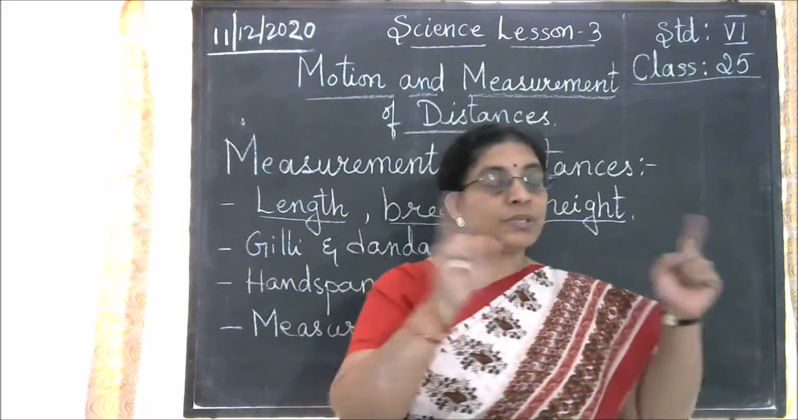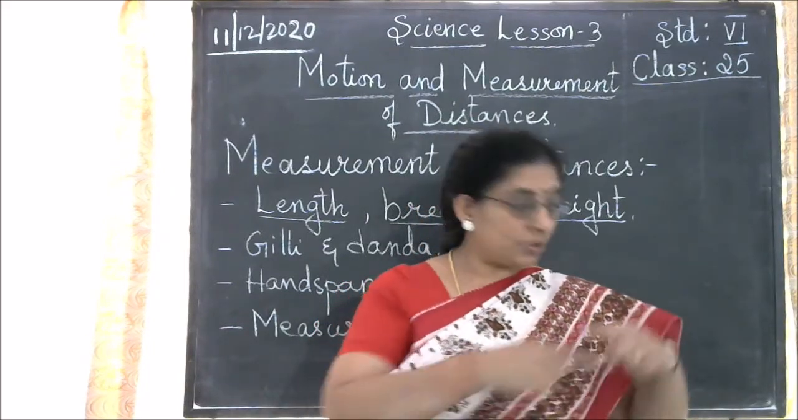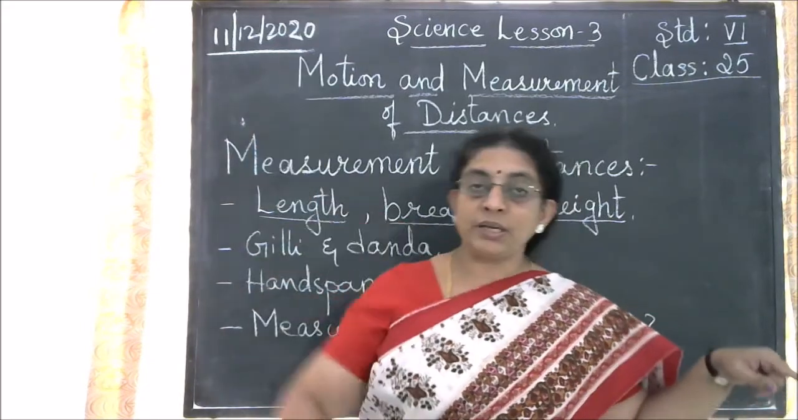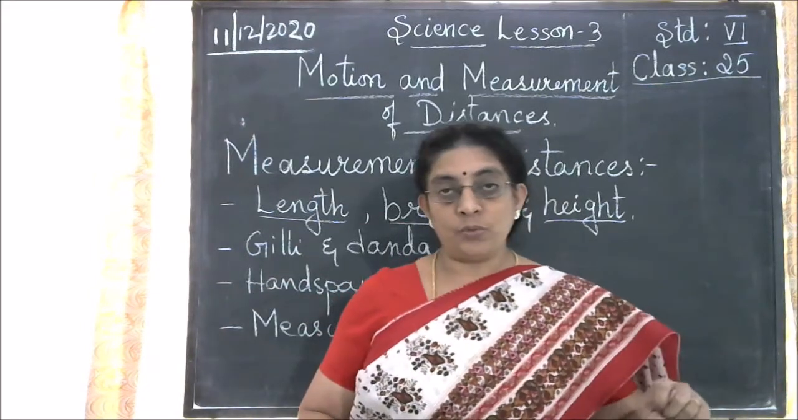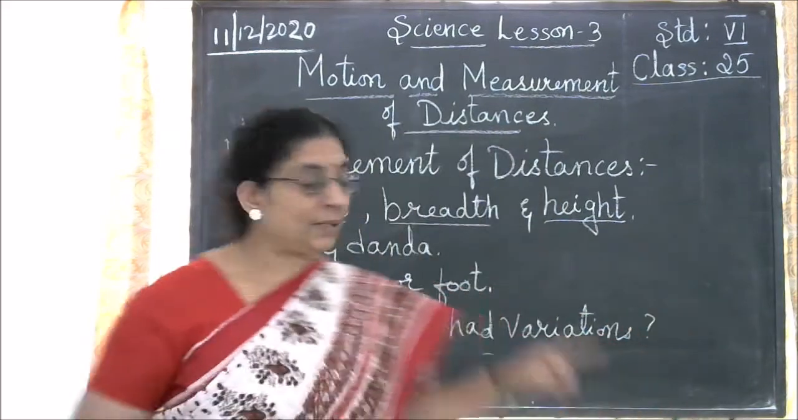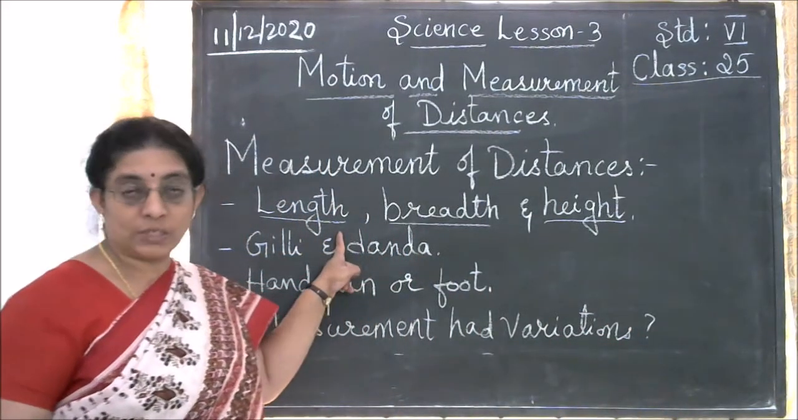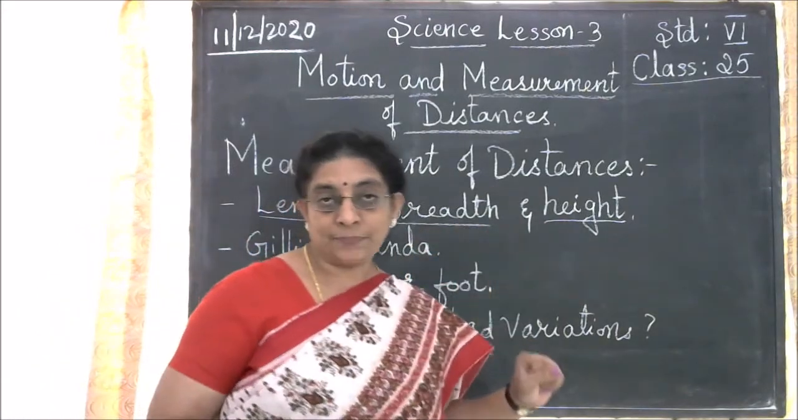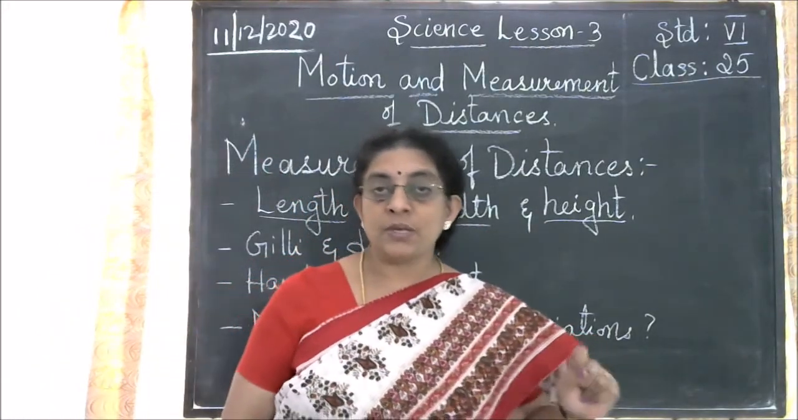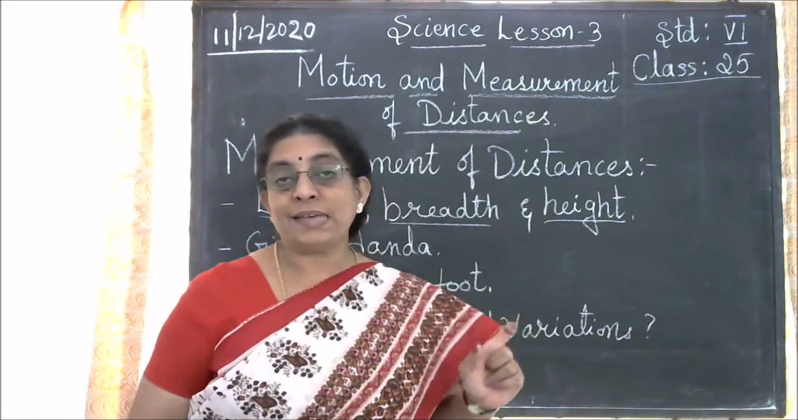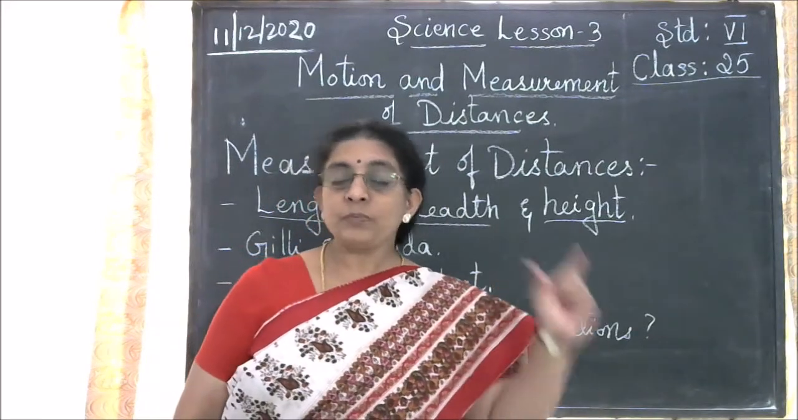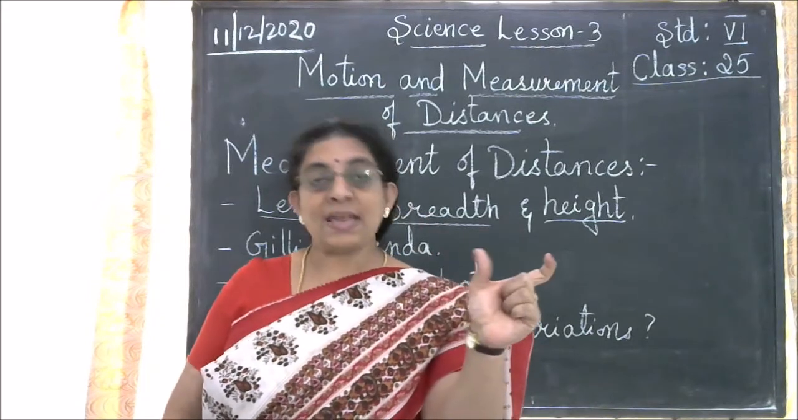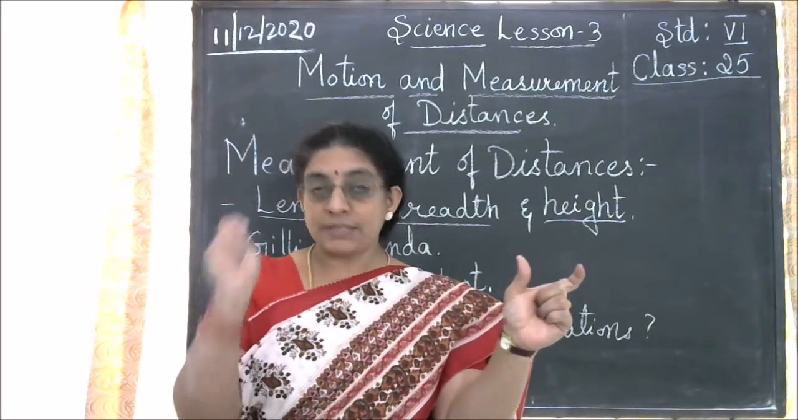Now suppose it is a room, you need to know the length, you need to know the breadth, and you need to know the height of the room. So that is why the three main basic things we require for measurement are length, breadth and height. And in the olden times, you must have heard this name, Gilli Danda. During those days, people used the gilli and the danda, that is the stick.